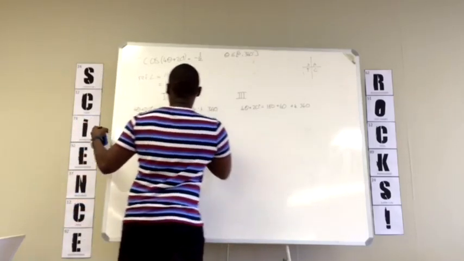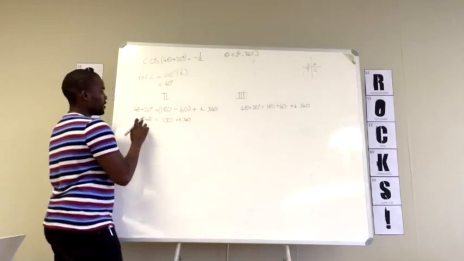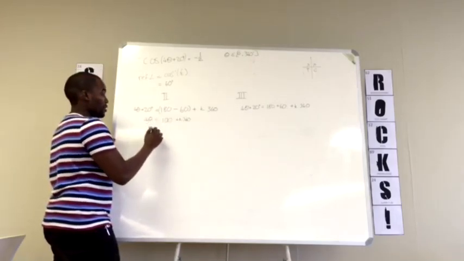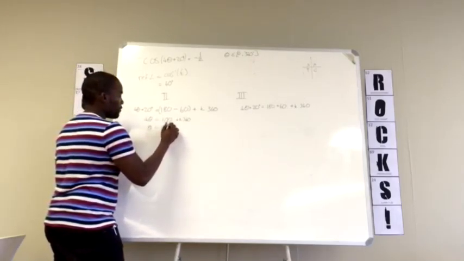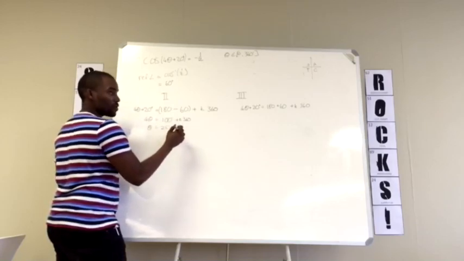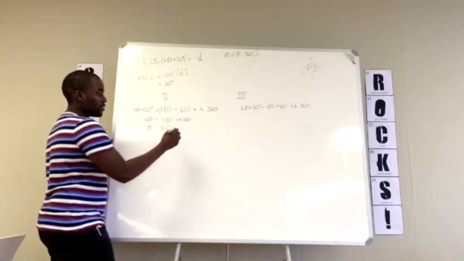Let me just work this down and I'll do the other side when I'm done. Now I have to divide everything through by 4 to get theta. Therefore theta is equal to 25 degrees plus K times 90 degrees.